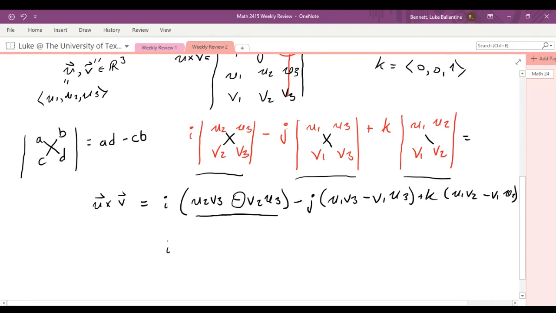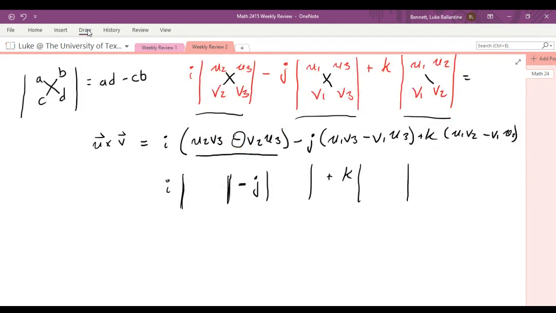Notice every time we're going to have i times a 2 by 2 determinant, and then we have a minus. Don't forget this minus j times a 2 by 2 determinant, plus k times a 2 by 2 determinant. This is going to be the form every time. So we're going to do a couple of examples.